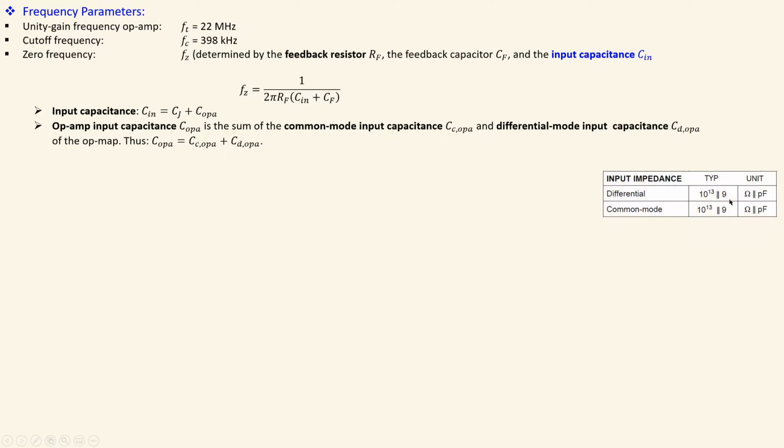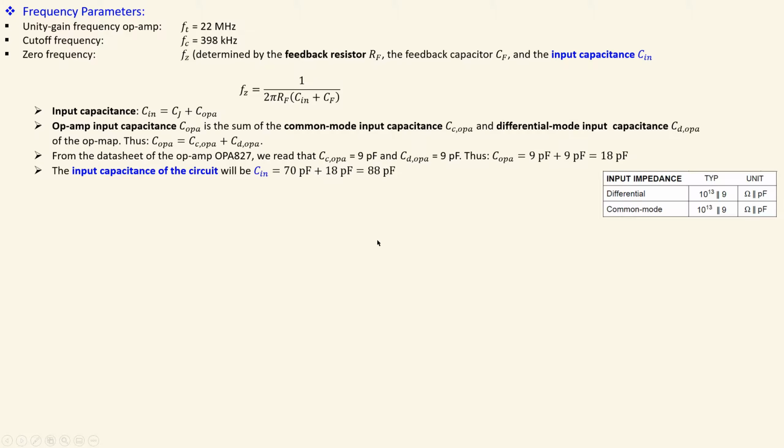If I look at the datasheet, I will see this parallel combination for the differential and parallel combination for the common mode. This means I have 10 to the power 13 ohms in parallel with 9 picofarads for the differential mode. The same is also for the common mode, so the differential mode input capacitor is 9 picofarads, and the common mode input capacitor is also 9 picofarads. So from the datasheet, this is 9, this is also 9, so combined is 18 picofarads.